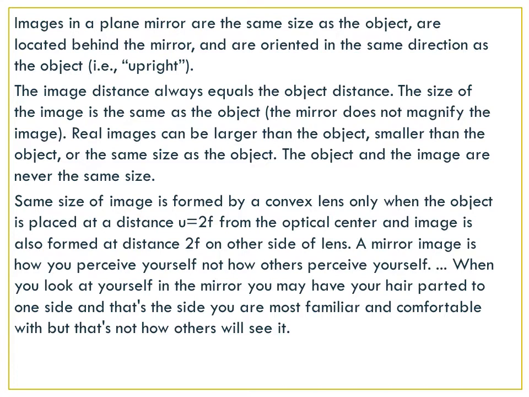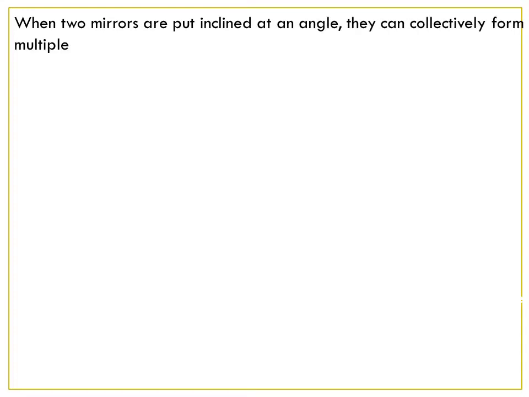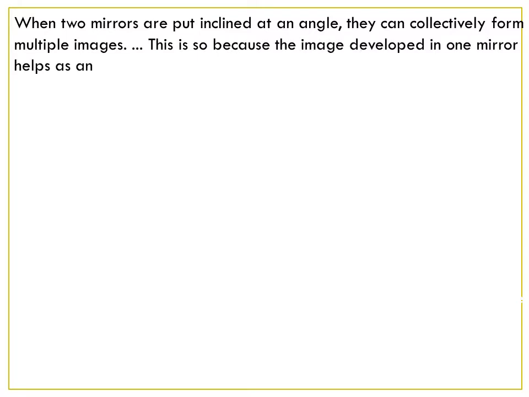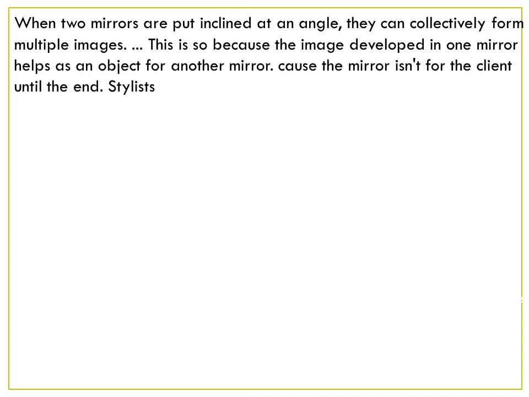A mirror image is how you perceive yourself, not how others perceive you. When you look at yourself in the mirror, you may have your hair parted on one side, and that's the side you are most familiar and comfortable with, but that's not how others will see it. When two mirrors are put inclined at an angle, they can collectively form multiple images. This is so because the image developed in one mirror acts as an object for the other mirror.